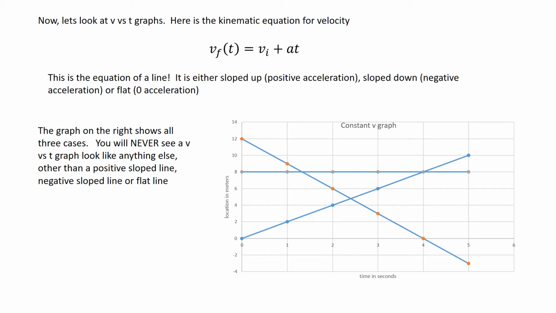Again, this is the equation of a line. It's either sloped up for a positive acceleration, it's sloped down for a negative acceleration, or it's flat, indicating zero acceleration.